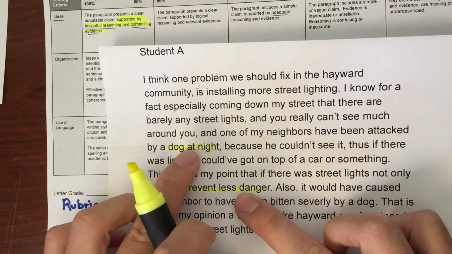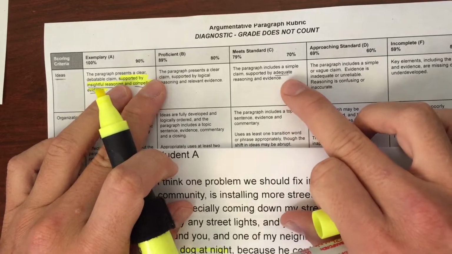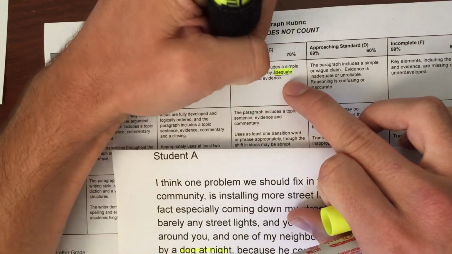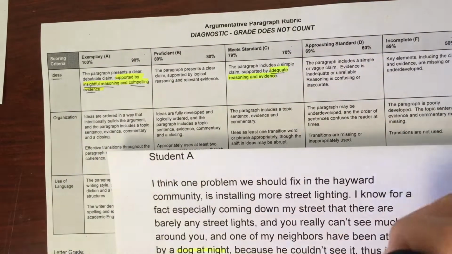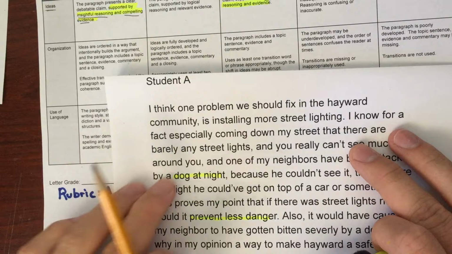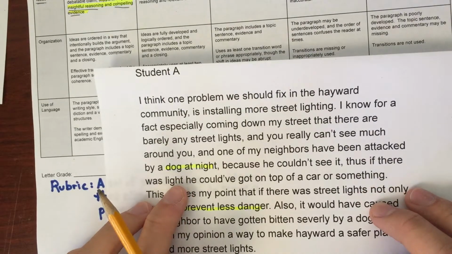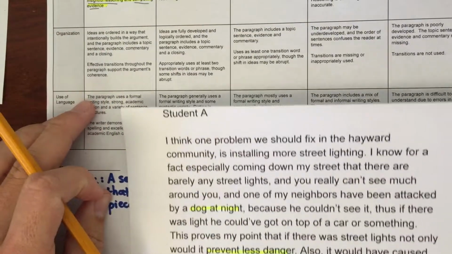And because this is only one small isolated example, I'm going to put this ideas as having adequate reasoning and evidence, which means that I can understand where they're coming from, but it doesn't necessarily leave me thinking, yes, streetlights are the best use of our money in Hayward.